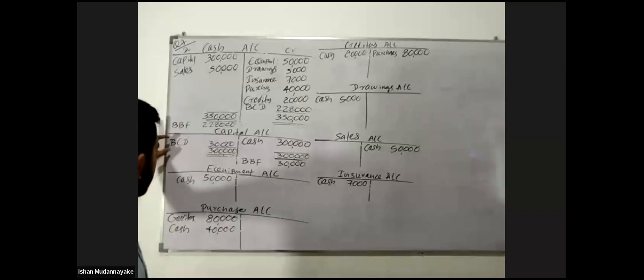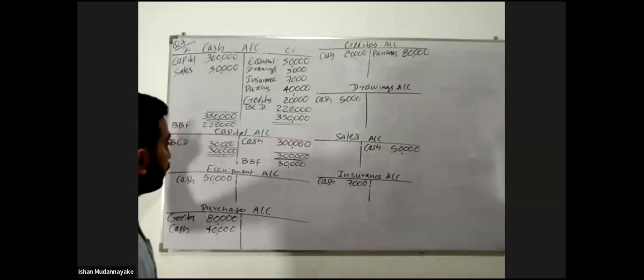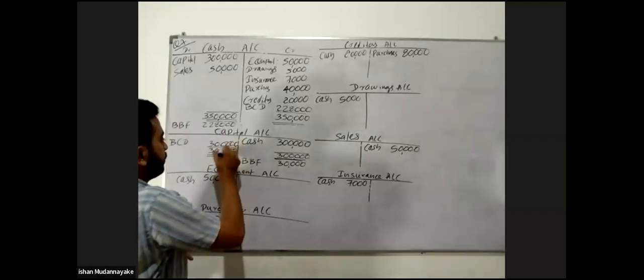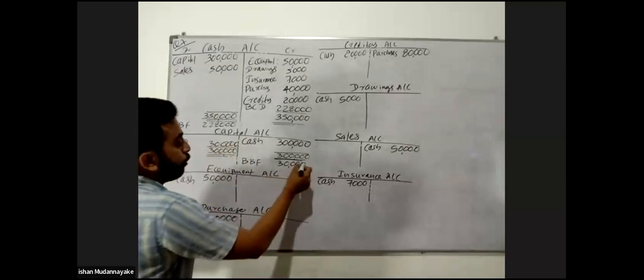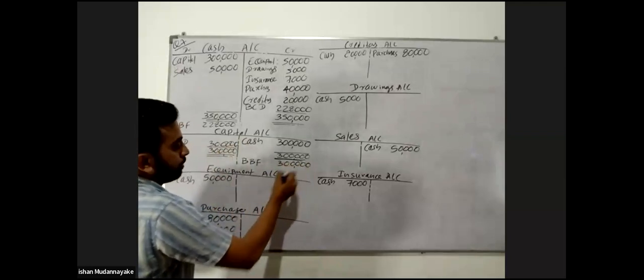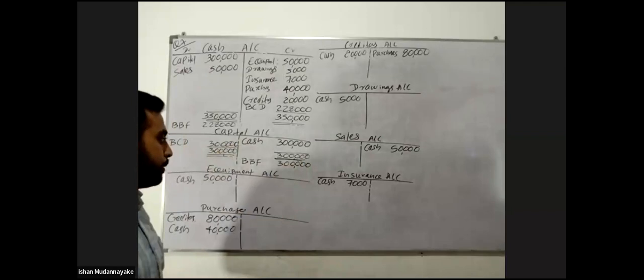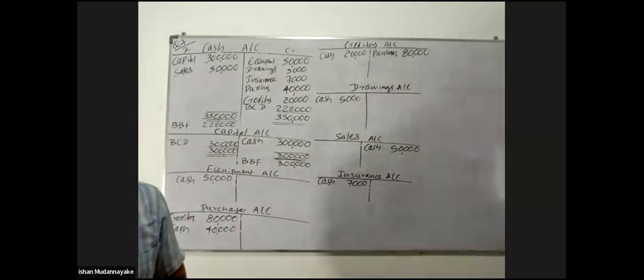Then balance carried down 300,000, and then balance brought forward 300,000. Can you explain that? How could it be? No, not 300,000.